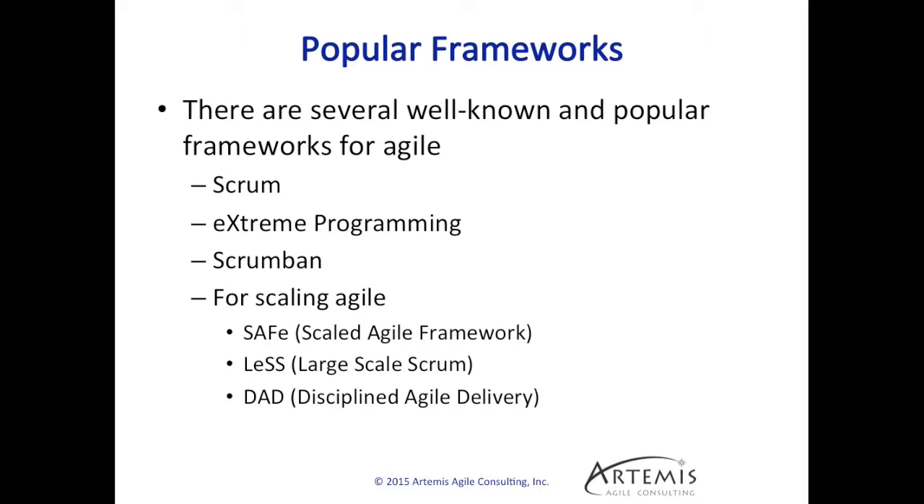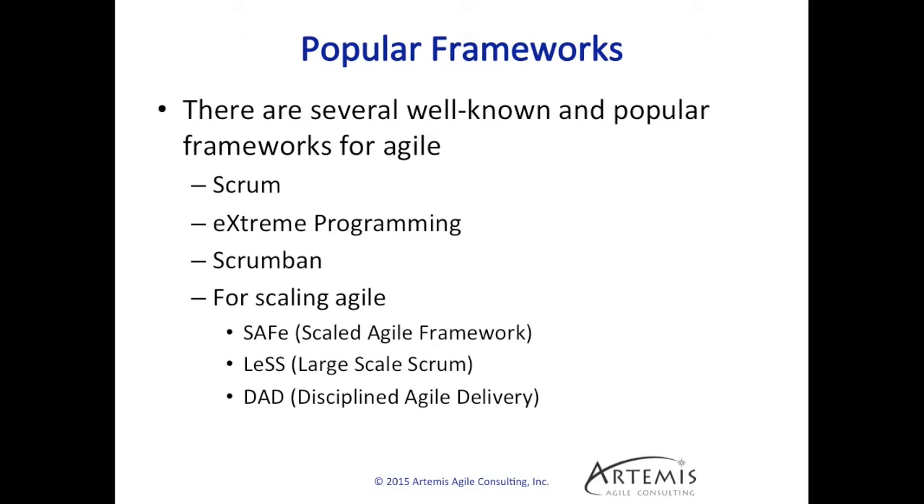So there are several well-known and popular frameworks for Agile. Scrum is probably the most popular and best known of them all. Extreme Programming, there's several books about it. It's a very popular one as well. Scrumban has some very good uses for some teams. Definitely if your teams are focused on that kind of work, then take a look at Scrumban.